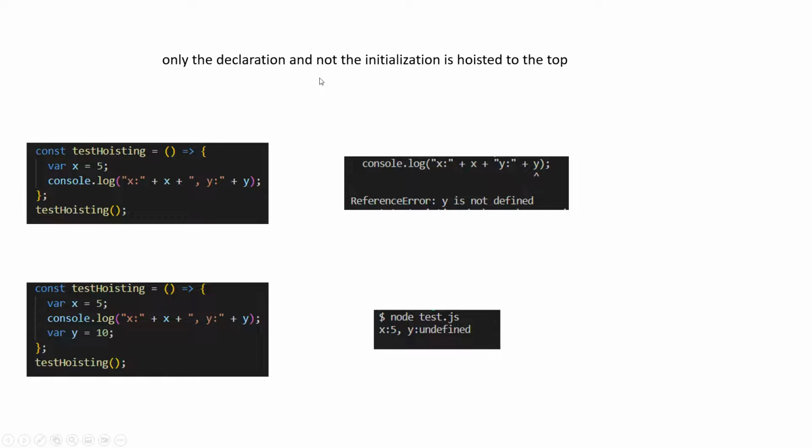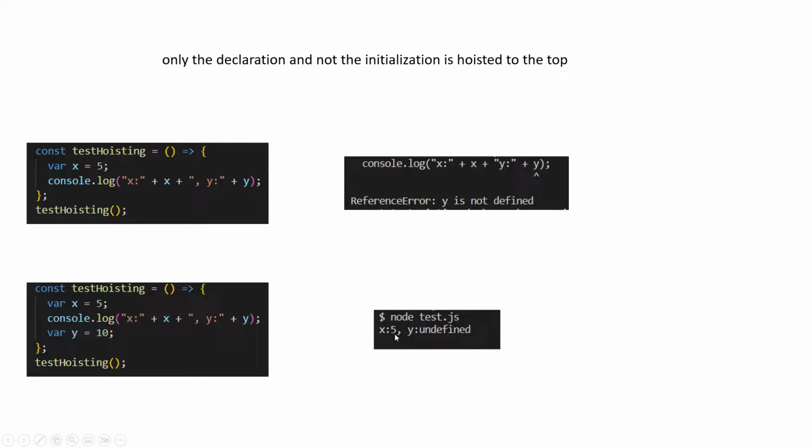Only the declaration and not the initialization is hoisted to the top. So we are trying to log x and y. We have declaration and initialization for x, but we don't have that for y, and we are getting the error y is not defined, which is expected. But here we have the declaration and initialization for y after we are trying to log it. As you can see, it is not giving us any error.